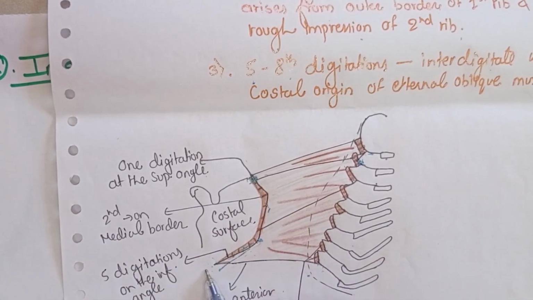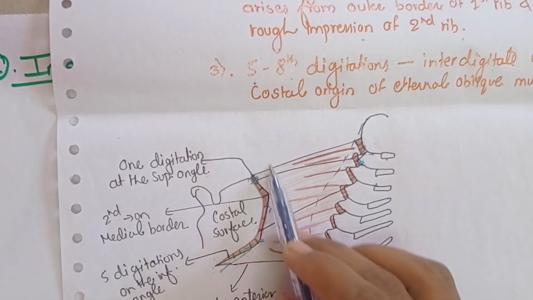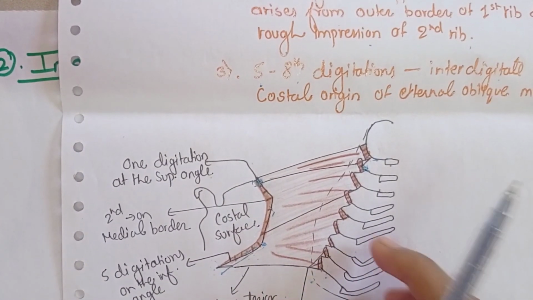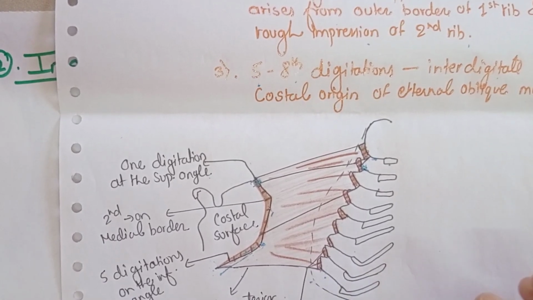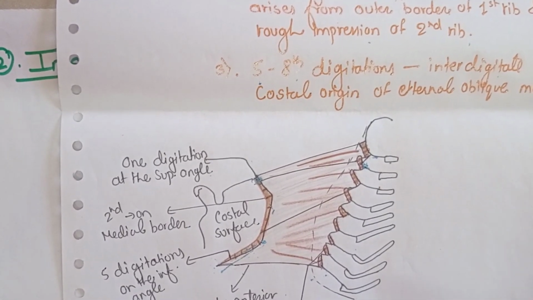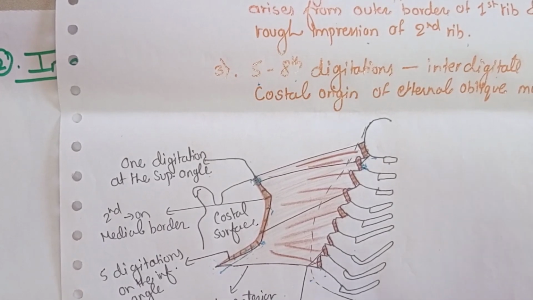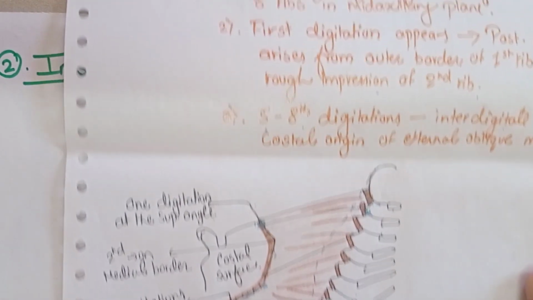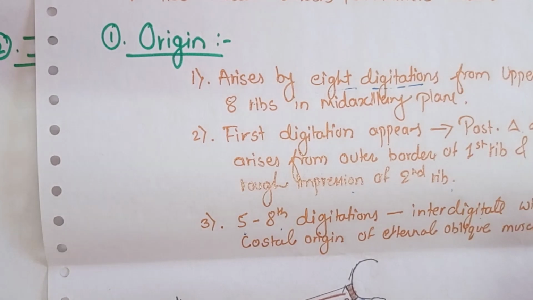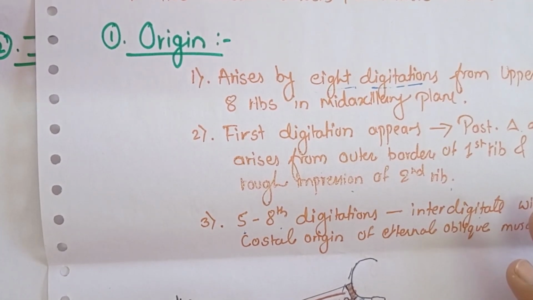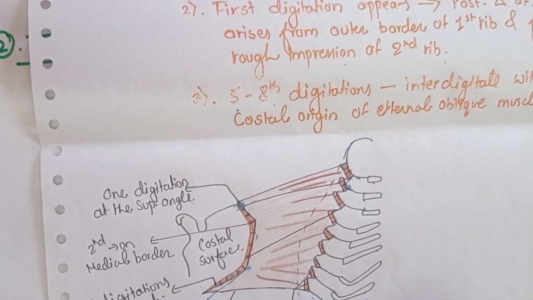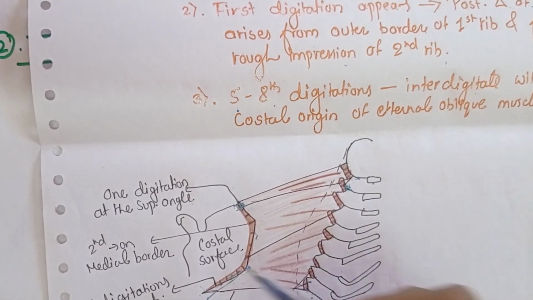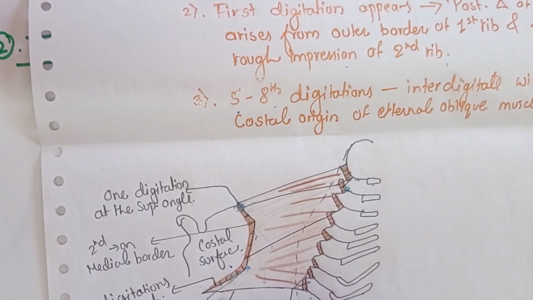In this way, we can see the origin and the insertion of the serratus anterior. The points that we have to remember seem to be somewhat complex, but we can easily remember that 8 digitations are there, the first digitation from the first and second rib and the remaining from the respective ribs, and they get inserted to the medial border of the scapula.